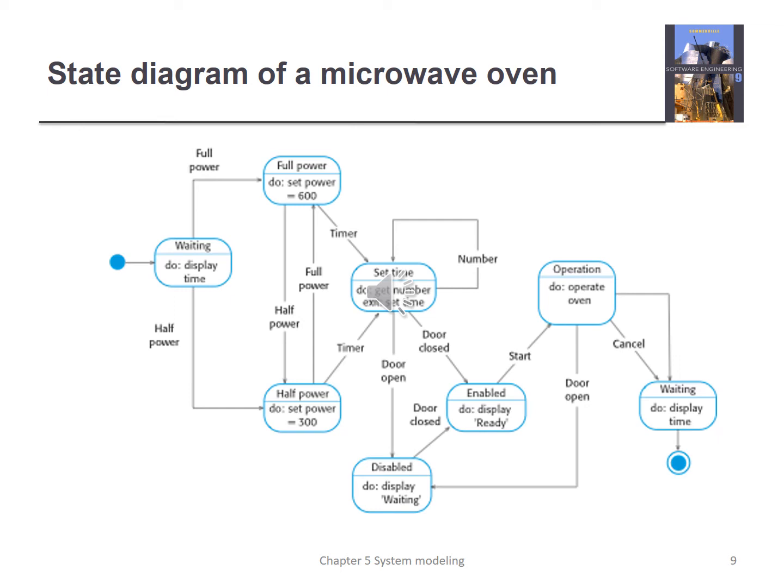Then you operate and start working, and from operate, if somebody opens the door, it will go to the disable state as a security measure, a safety measure. If you cancel it, then it goes to the wait state. So you could see from the operation state, if you push the cancel, it will go to the waiting state and display the time, whatever. Or if you leave it until the time ends, then when it is done, the buzzer comes on and then it goes again to the waiting state.